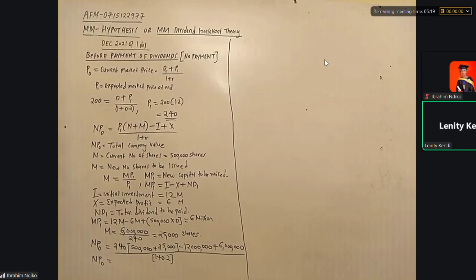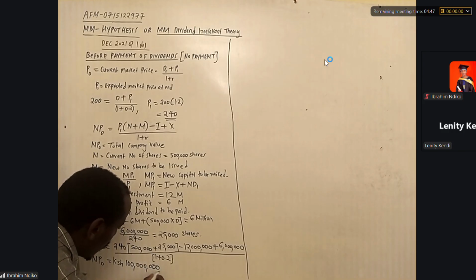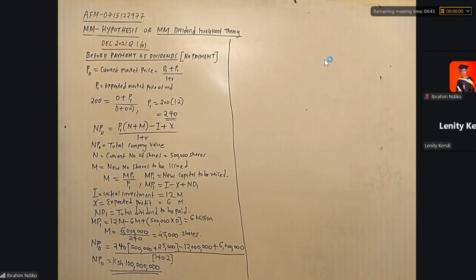So it will be 240 into bracket 500,000 plus 25,000 minus 12 million plus 6 million, divided by 1.2. You get 100,000. So Kenya shillings 100,000. Is it fine up to there?